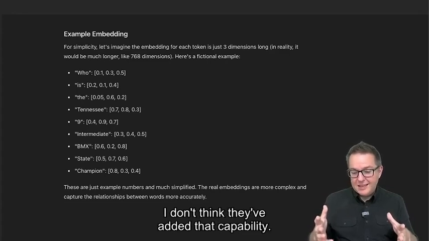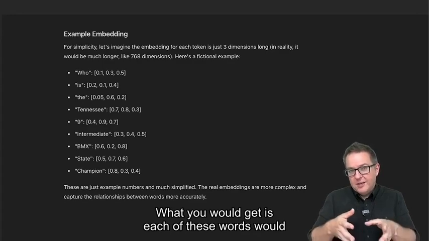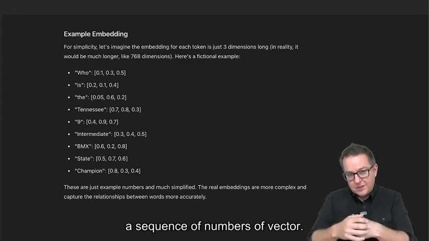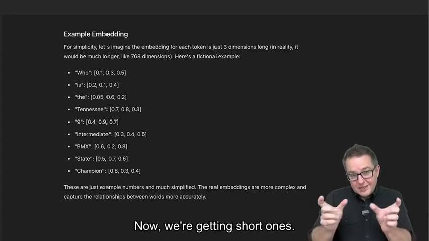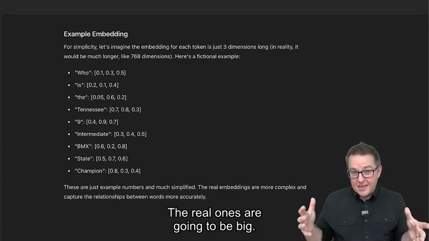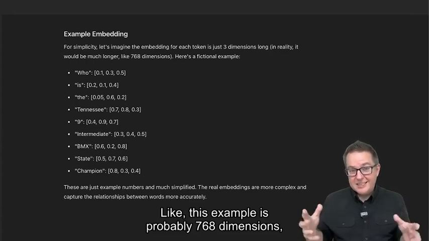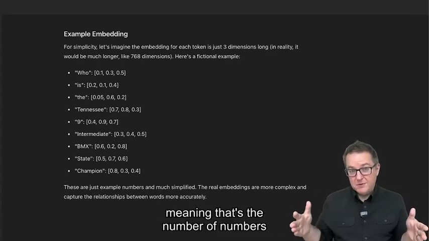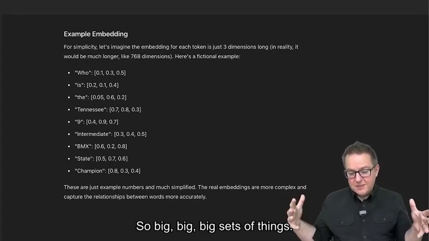I don't think they've added that capability. And so what you would get is each of these words would be turned into an embedding, or a sequence of numbers, a vector. Now, we're getting short ones. The real ones are going to be big. Like in this example, it's probably like 768 dimensions, meaning that's the number of numbers that are going to be in that vector. So big, big, big sets of things.